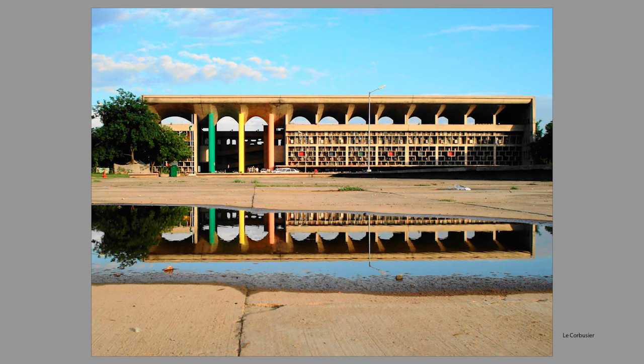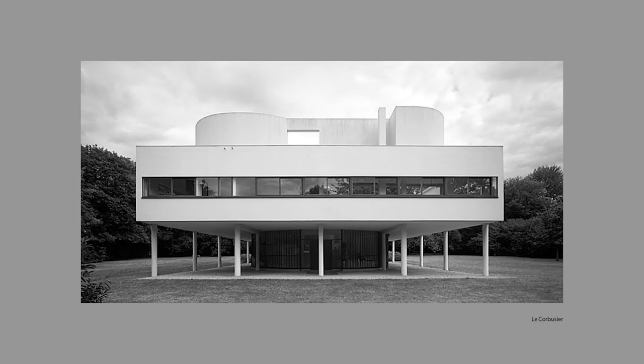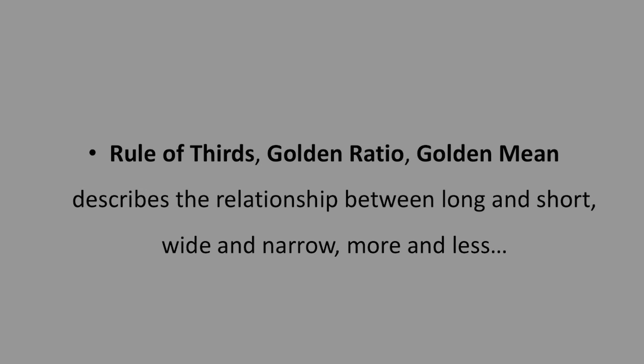The Swiss architect Le Corbusier was famous for his modernist international style, which was based on the philosophy of harmony and proportion. His design system was bound to the golden ratio and Fibonacci. So, rule of thirds, golden ratio, and golden mean describe the relationship between long and short, wide and narrow, the more and less.